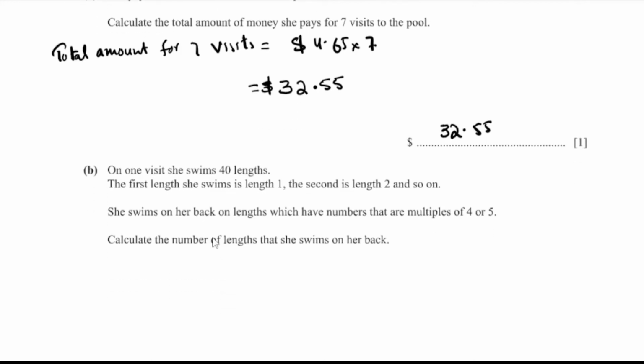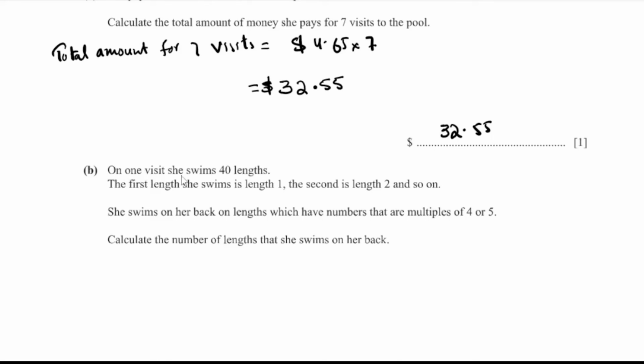Okay. On one visit she swims 40 lengths. The first length she swims is length 1, the second is length 2 and so on. She swims on her back on lengths which have numbers that are multiples of 4 or 5, because of the number of lengths that she swims on her back.